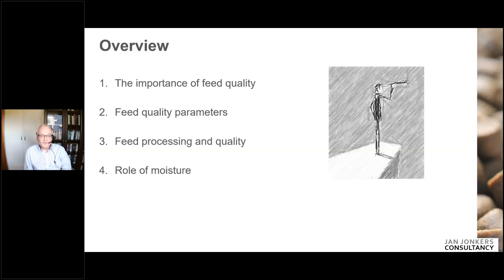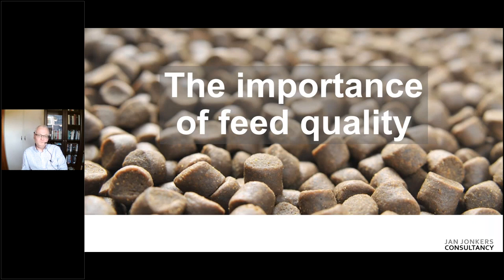Okay, the 4 topics I would like to discuss in this session. First, the importance of feed quality, then feed quality parameters, feed processing and quality, and as last one, the role of moisture. So let's start with the importance of feed quality.